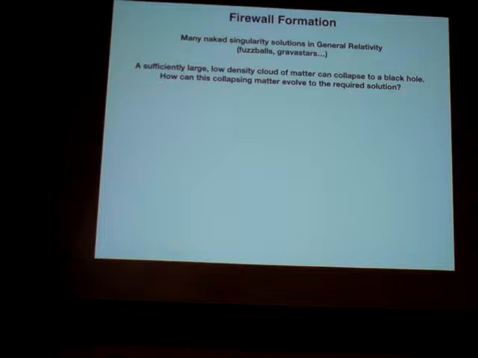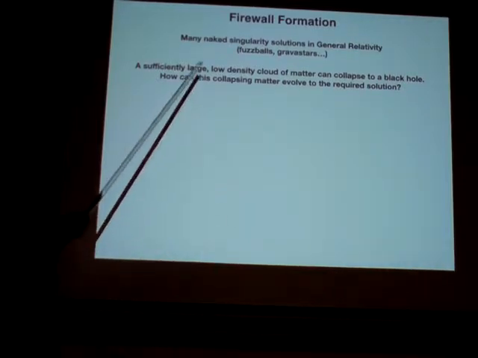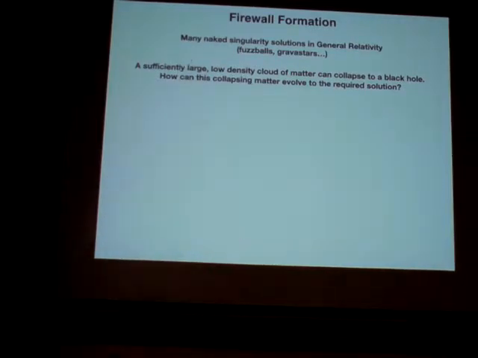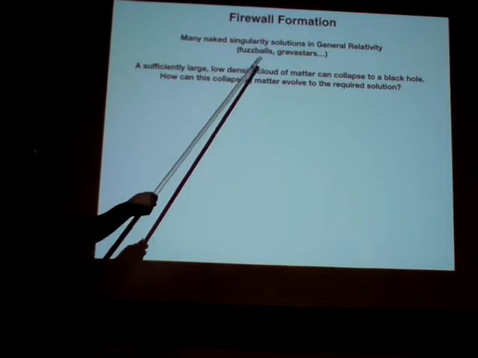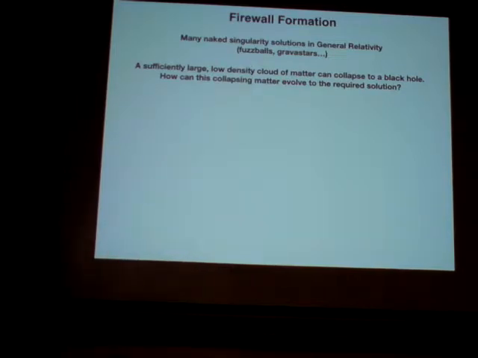And this is something that, of course, is a problem in many other attempts to, for example, solve the black hole information problem, things like fuzzballs and gravastars, things of that sort. And the problem can be couched in a very simple way. If I take a sufficiently large, low-density cloud of matter, that matter can collapse to form a black hole. And it's indeed the case that the fuzzball and the gravastar, these are naked singularities, or, well, they're just solutions without a horizon.